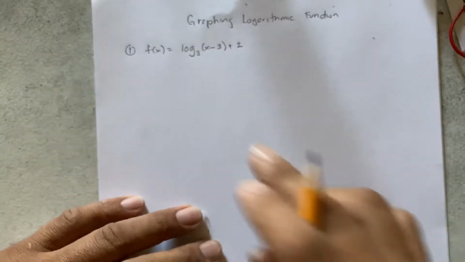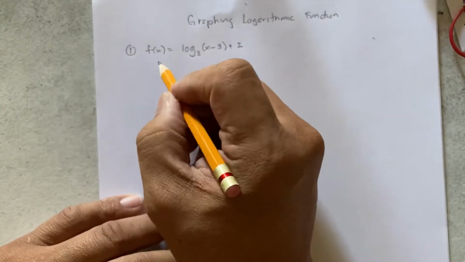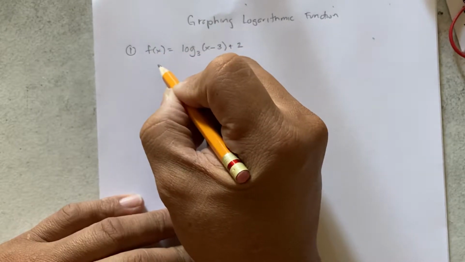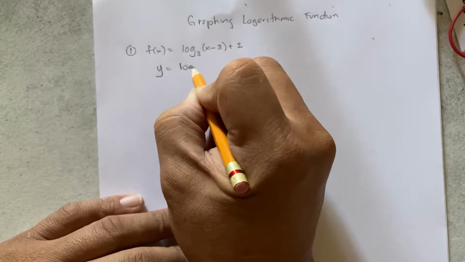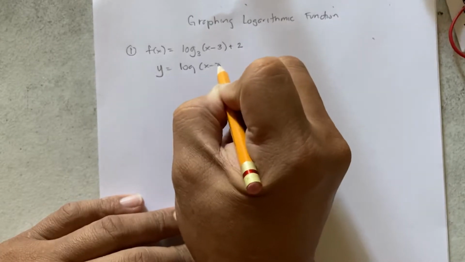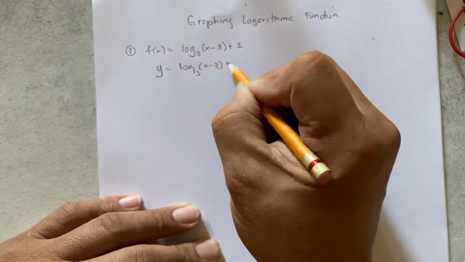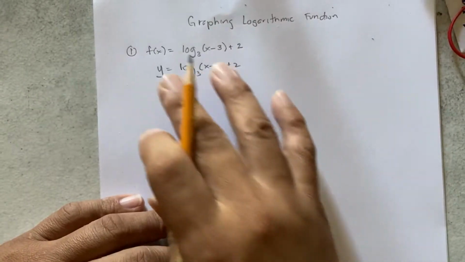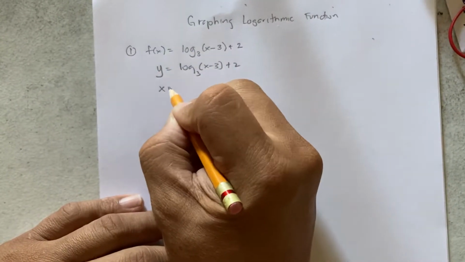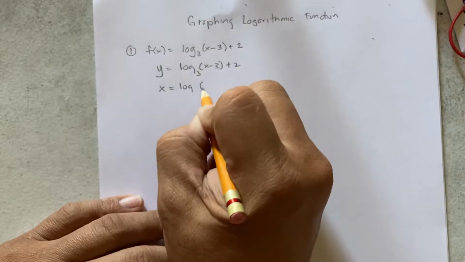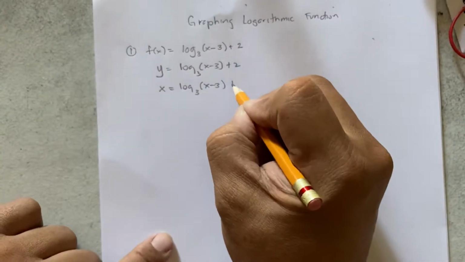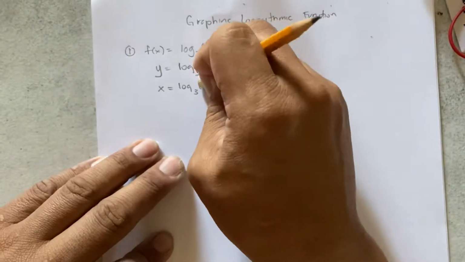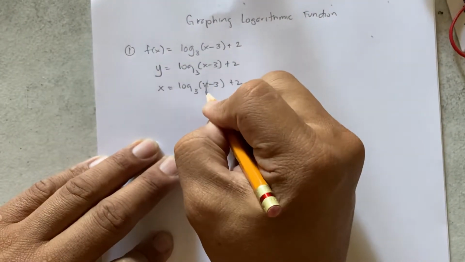Okay, so here we go. How to graph the logarithmic function. So I'm going to look at the exponential function, which is the inverse function. So I'm going to change this to y equals log of x minus 3 to the base 3, plus 2. Okay, then I'm going to interchange x and y. So this is going to be x equals log of x minus 3 to the base 3, plus 2. And I'm going to interchange x and y. This should be y here.